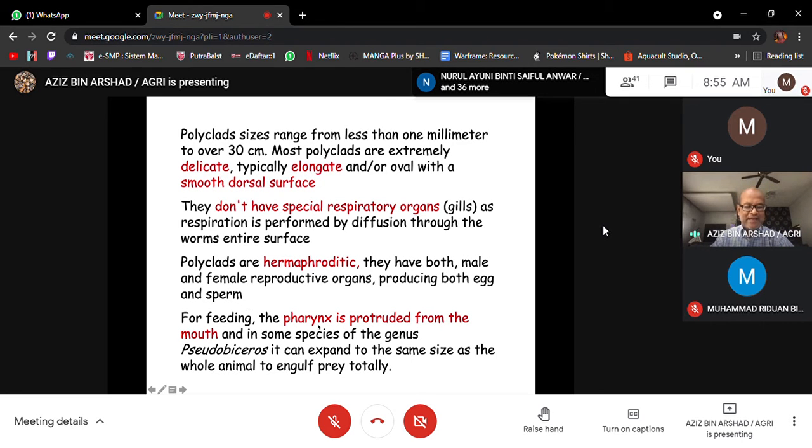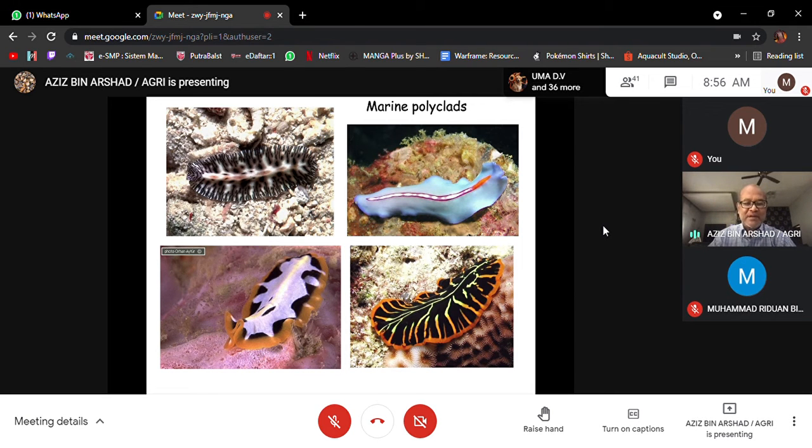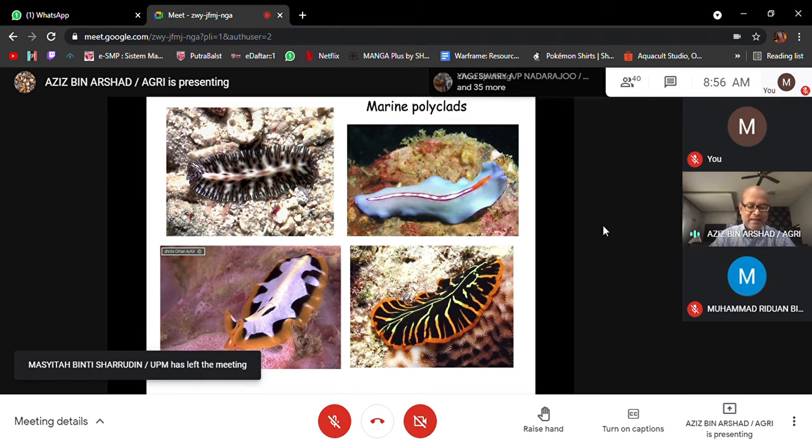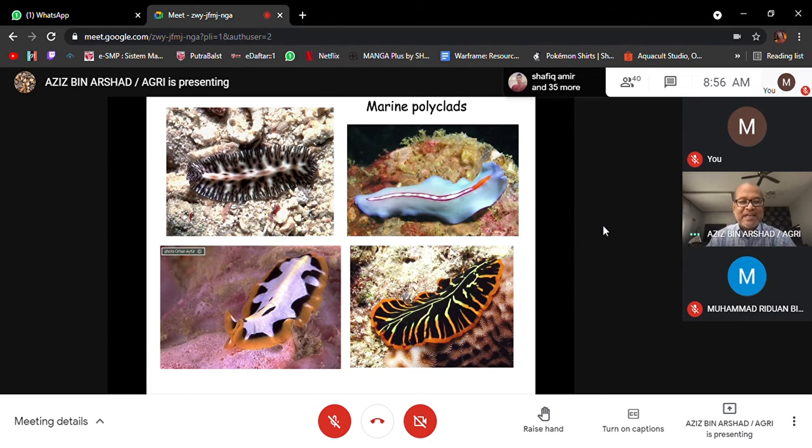For feeding, they have a pharynx that is protruded, dijulur keluar daripada mouth, and in some species of the genus Pseudoceros it can expand to the same size as the whole animal. So the pharynx is a very important structure there. This is used to engulf the prey for the animal. Because of the good, bright coloration as we see in the nudibranch or sea slug, you'll find that many people have mistaken it. But this is Polycladida under class Turbellaria, phylum Platyhelminthes.